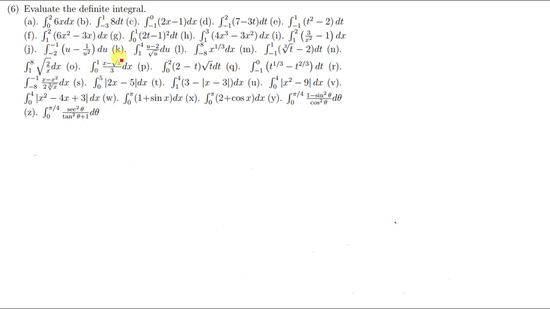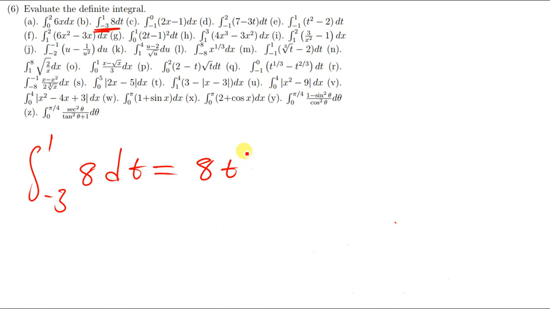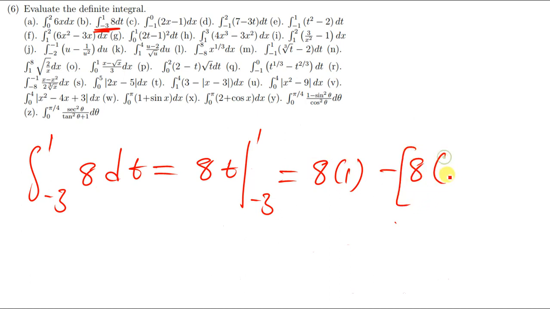Alright, this other one, we have the integral over the limits 1 and negative 3 of 8 with respect to t. Integrating this with respect to t, we're getting 8t. Then the limits are 1 and negative 3. The upper limit is 1, so I'm going to replace t with 1. And then for the lower limit, we say minus, and I'm going to open the brackets and where there is t, I'm going to put negative 3.